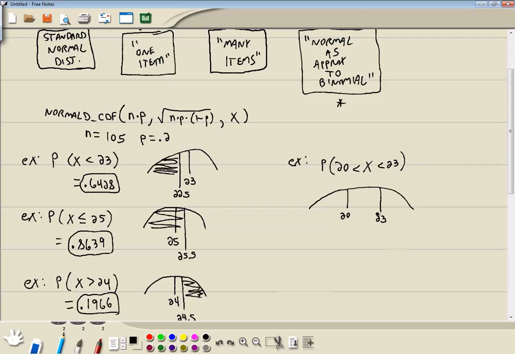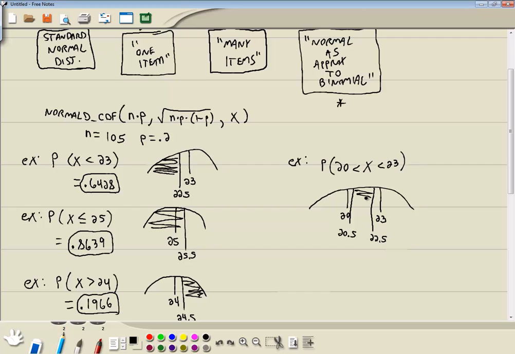Now for each one of these values, you're going to either add or subtract 0.5. And again, it goes back to, does this wording up here include that number? For example, this right here does not include 20. So our shading could not include 20. So I'm going to add 0.5. So I'll have 20.5. This does not include 23. So our shading cannot include 23. So I'll subtract. So I have 22.5.